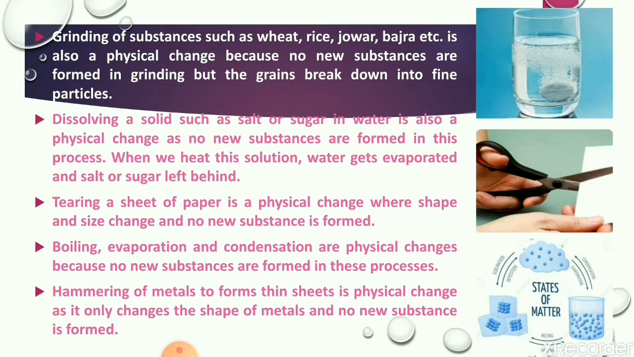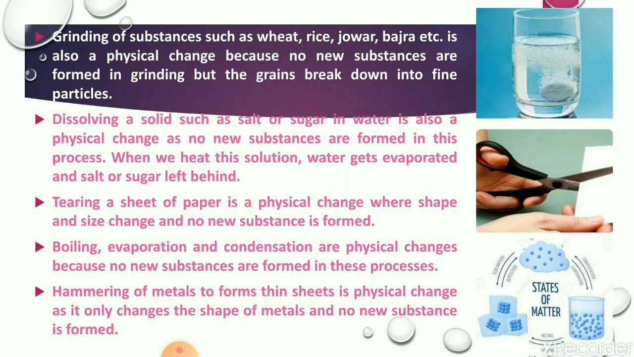Then dissolving a solid. Suppose we are dissolving salt or sugar in water, so no new substance will form in these changes. And when we heat that solution, which is salt solution or sugar solution, the water will get evaporated. And after some time, when the whole water gets evaporated, at the last salt or sugar will be left behind. So in this also, no new substances are formed, only the state of salt or sugar is changing. So when we dissolve any substance in water, that change will be a physical change because no new substances are formed.